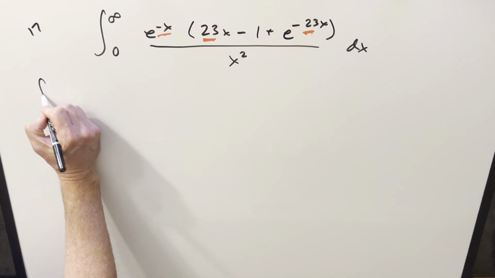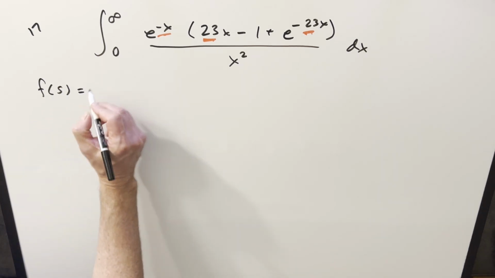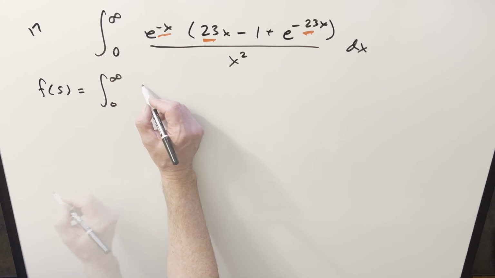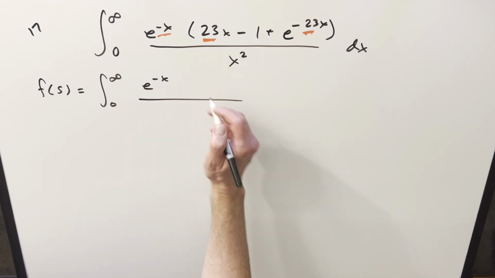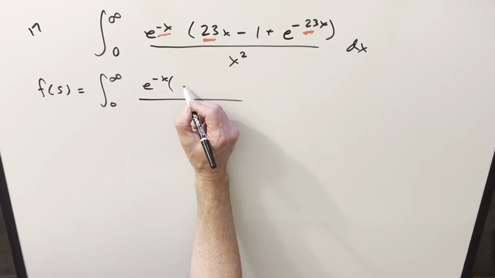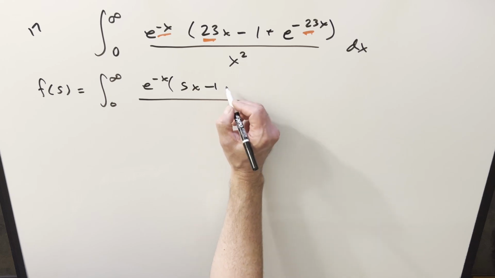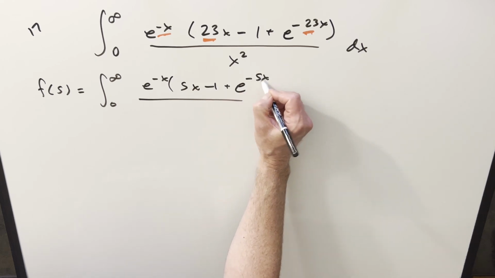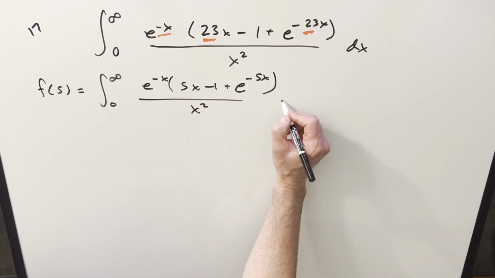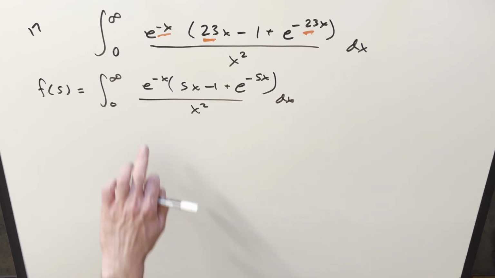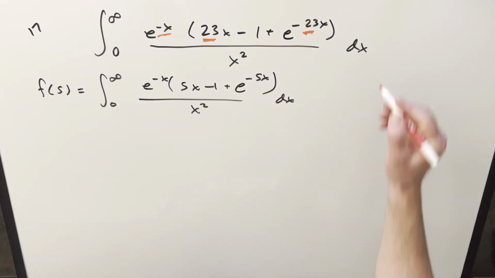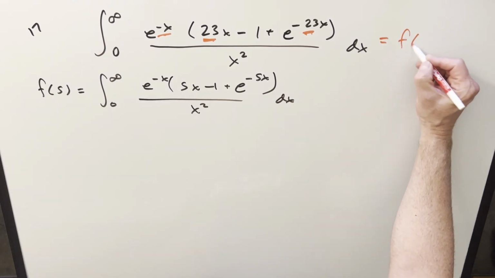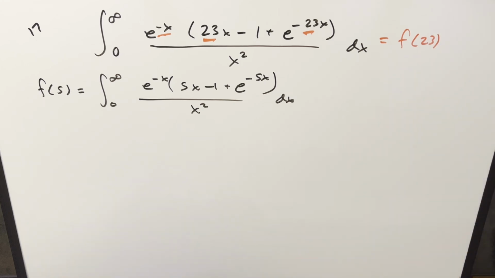So how we'll do this is we'll create a variable s and we'll rewrite this integral. So then now we're just going to have e minus x, but the 23 is what we're going to call our s. So we're going to have sx minus 1 plus e minus sx all over x squared dx. So for this to be equal to our original problem, we want to say this here is going to be just f of 23.